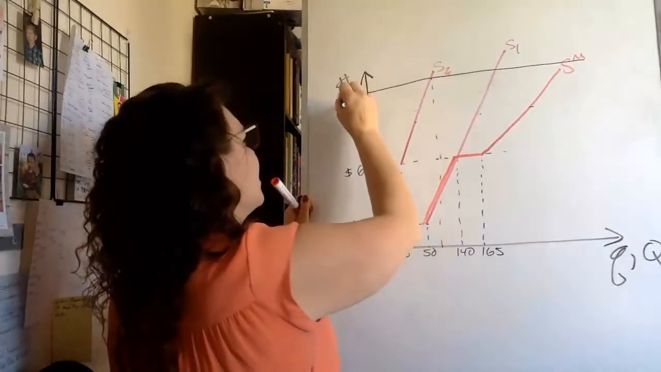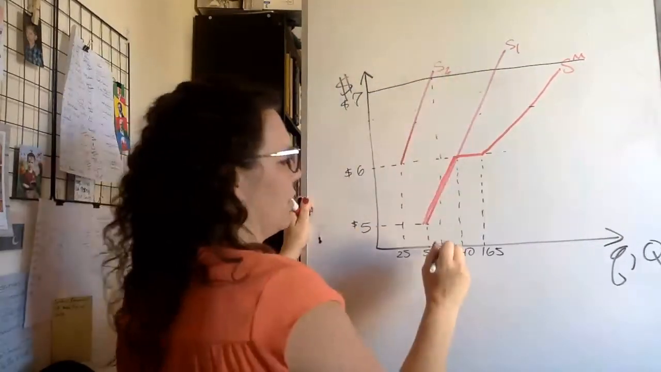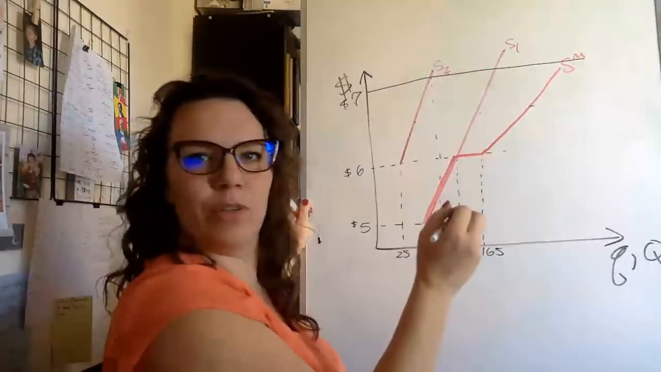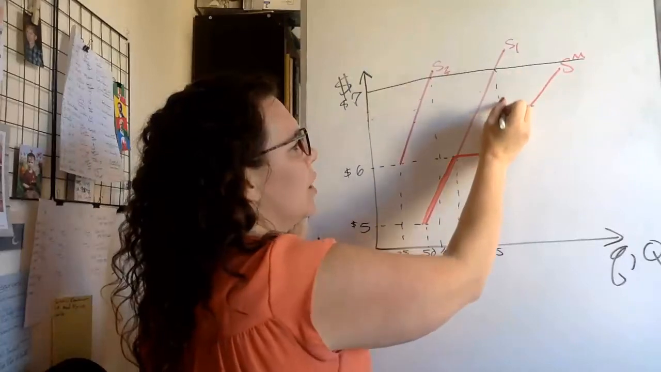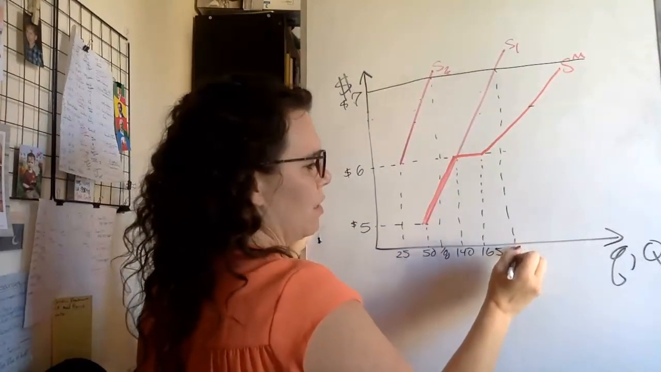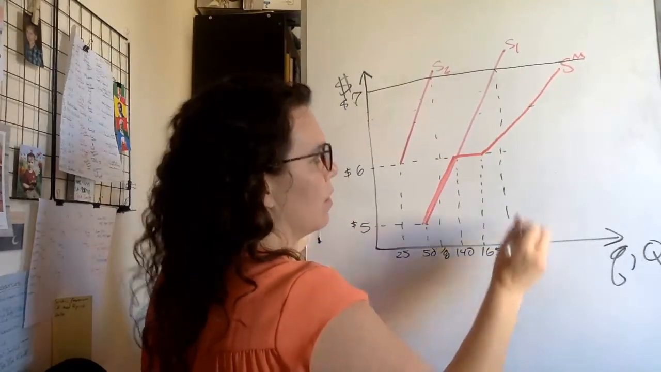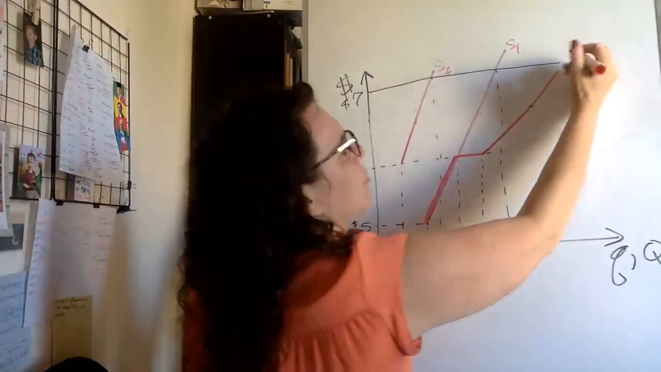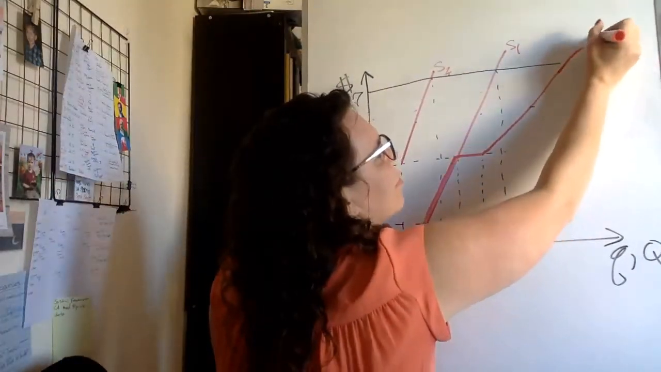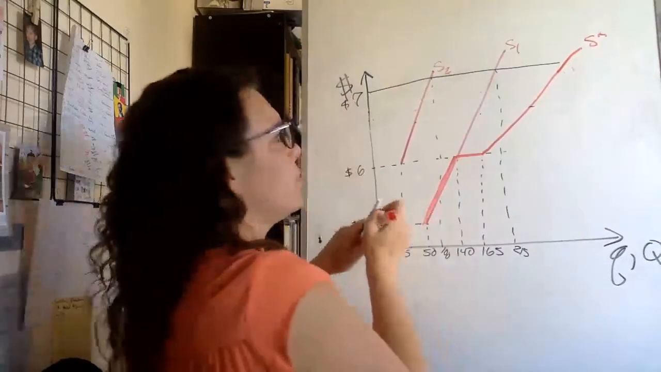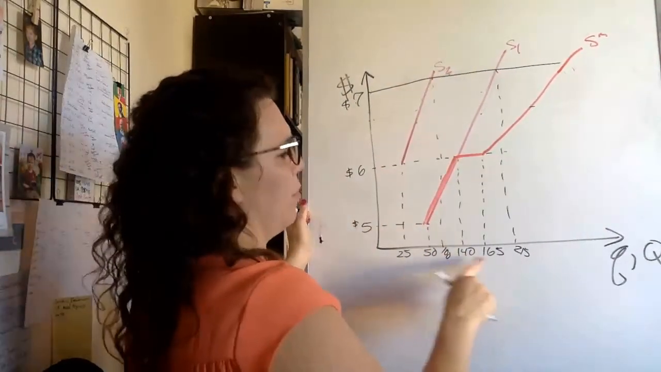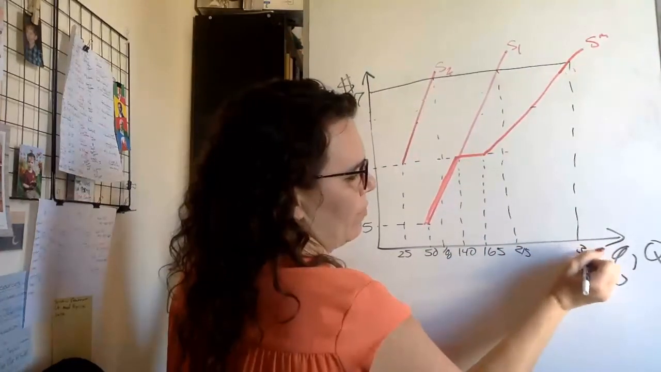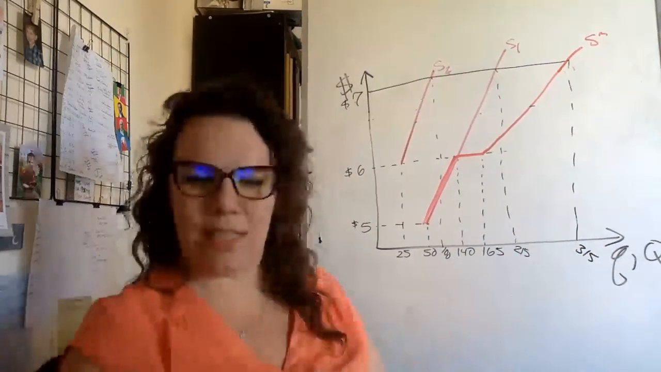So let's say this is the price of $7. This firm would have produced 100 units. This firm would have produced 215 units. So then the market supply would have been 100 plus 215, or 315. Does that make sense?